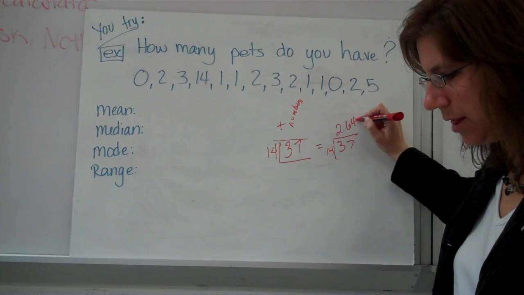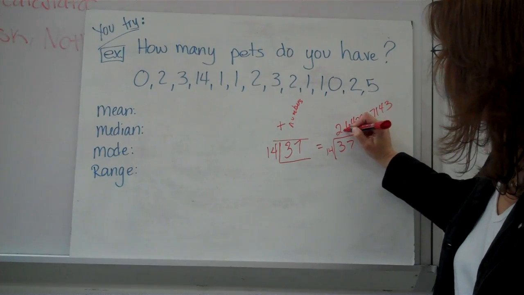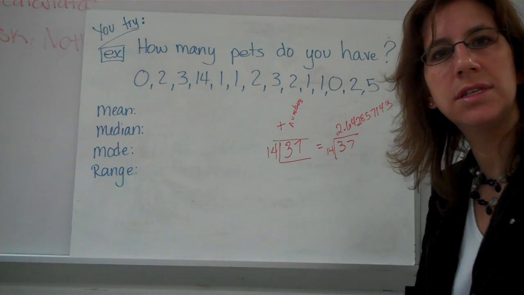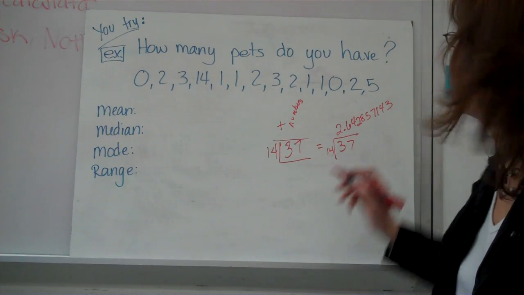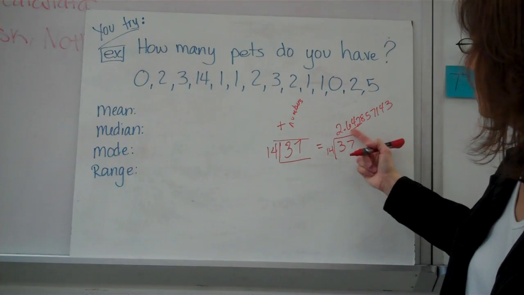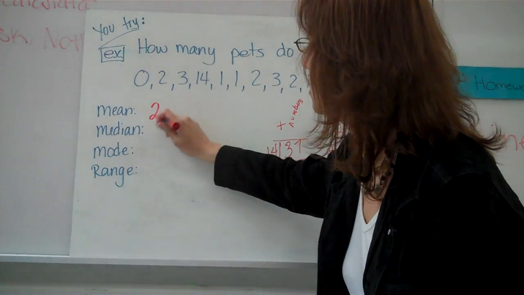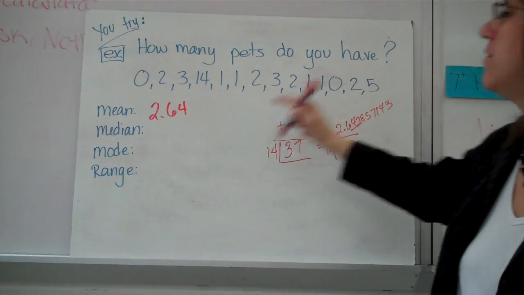Now, whenever you get a long decimal like this, you're going to have to decide how you're rounding. First, check the directions and see what they tell you there. But if not, a good guess would be to round to the hundredth place. And since I didn't tell you, maybe you rounded to 0.64. So the mean is 2.64, which means how many pets do you have?